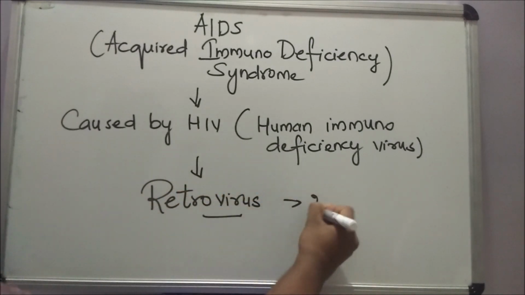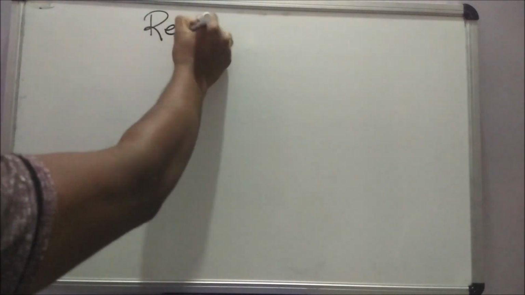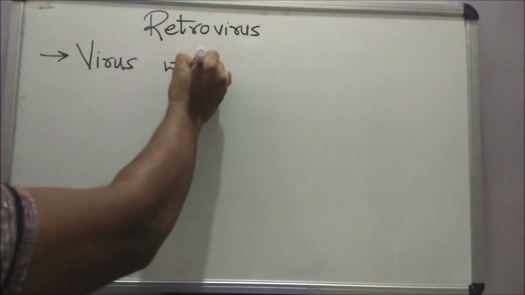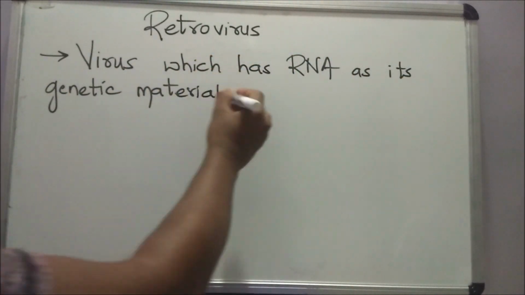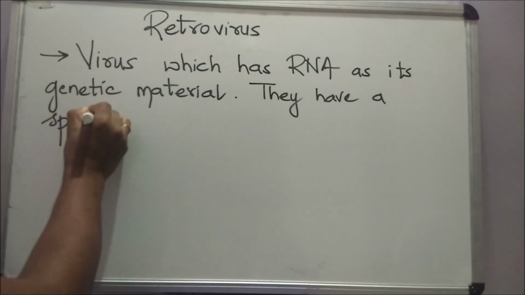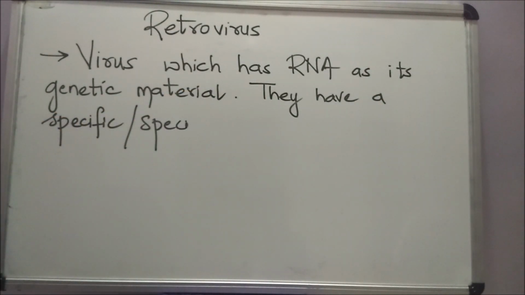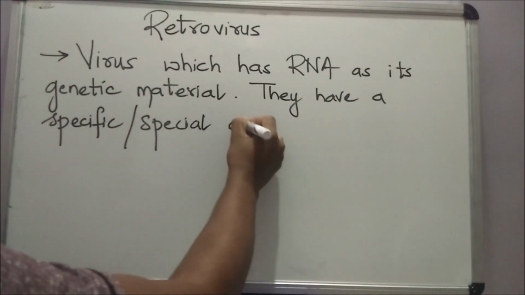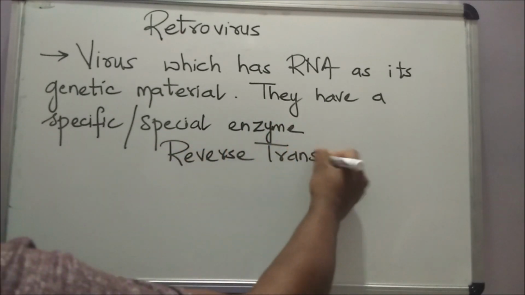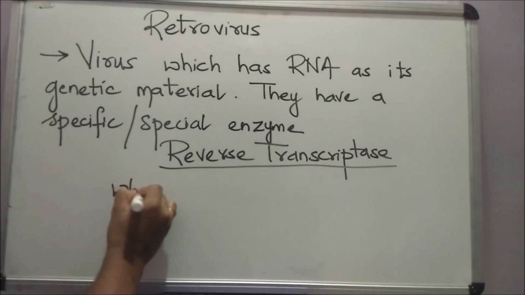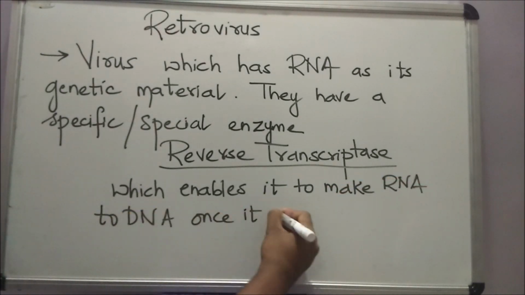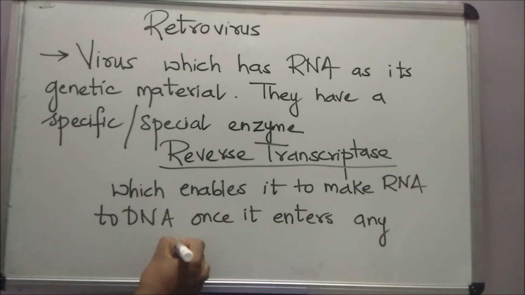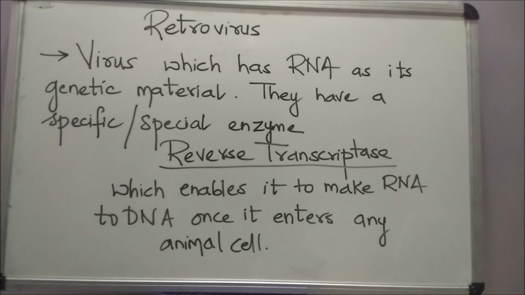HIV is a retrovirus. Now, let's learn about what a retrovirus is. A virus which has RNA as its genetic material other than DNA is called a retrovirus. In short form, they are called RNA viruses. They have a unique enzyme called reverse transcriptase, which enables them to turn RNA into DNA after entering the host cell. Such viruses are called retroviruses.